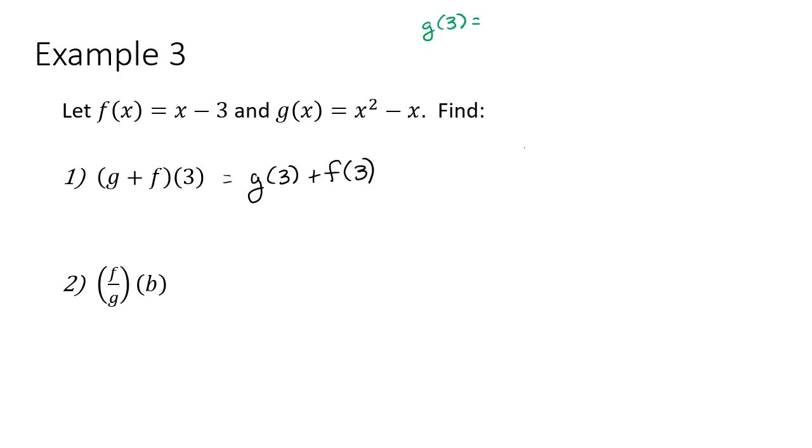So let's figure out what each of those is. For G of 3, we're going to plug 3 into G everywhere there's an x. So that would be 3 squared minus 3, which would be 9 minus 3, or 6. And then this is going to be plus F of 3. And that one's going to be a little bit easier. If you plug 3 in for F, you just get 3 minus 3, or 0. So this is 6 plus 0, or 6.